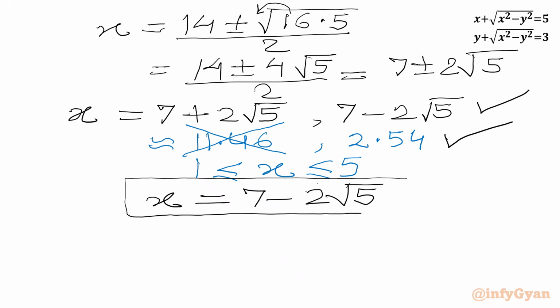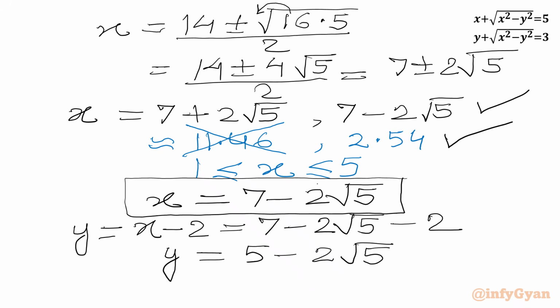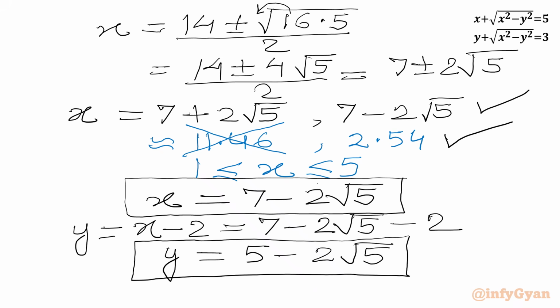Now we have to find the y value, and y is x minus 2. We'll put the value of x, 7 minus 2 square root 5, minus 2. So 7 minus 2 is 5. We are going to get y value 5 minus 2 square root 5. So x is 7 minus 2 square root 5 and y is 5 minus 2 square root 5.